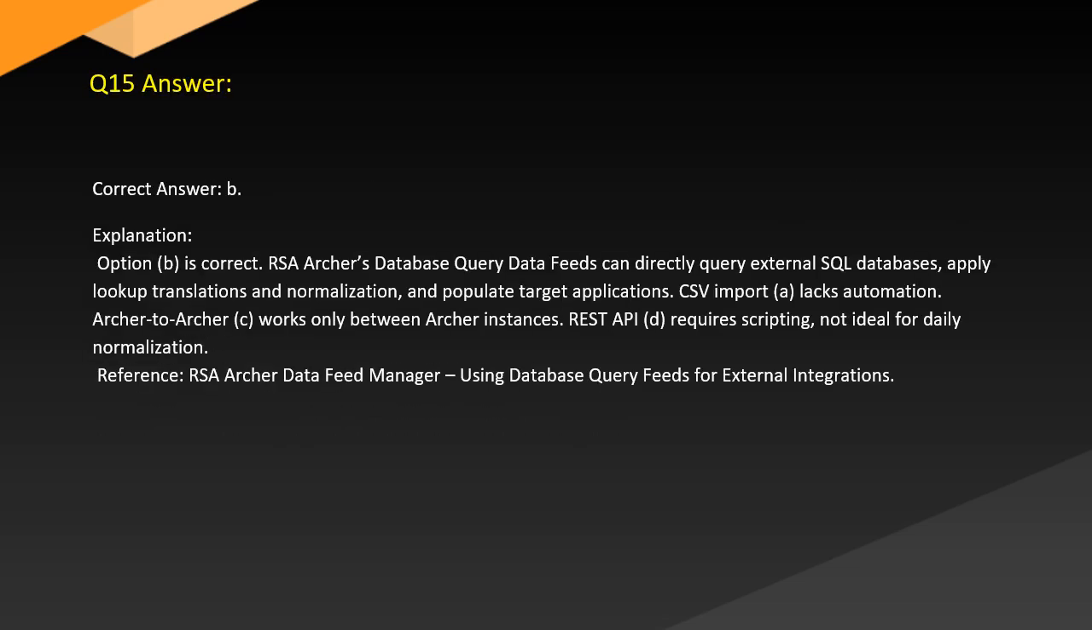Answer. Correct answer: B. Explanation. Option B is correct. RSA Archer's database query data feeds can directly query external SQL databases, apply lookup translations and normalization, and populate target applications. CSV import (A) lacks automation. Archer to Archer (C) works only between Archer instances. REST API (D) requires scripting, not ideal for daily normalization. Reference: RSA Archer Data Feed Manager, using database query feeds for external integrations.